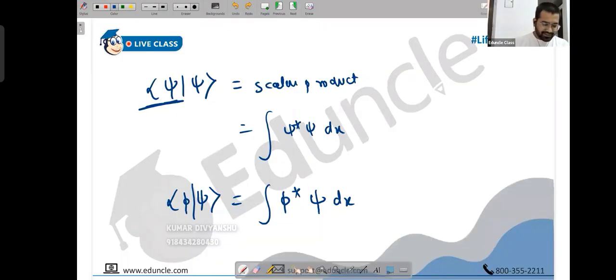In quantum mechanics, the wave function is sufficient to understand a state, because once you have the wave function, you can find everything else in quantum. Clear? Okay. No problem. Proceeding ahead.